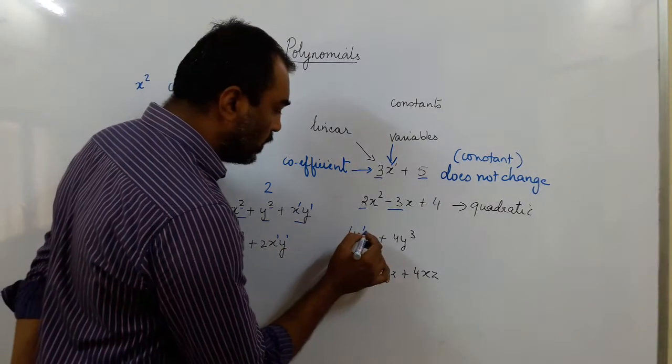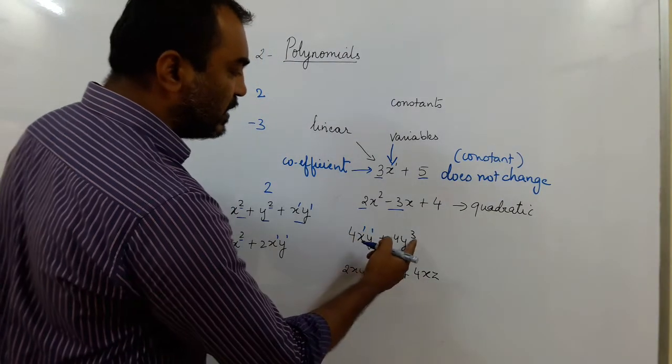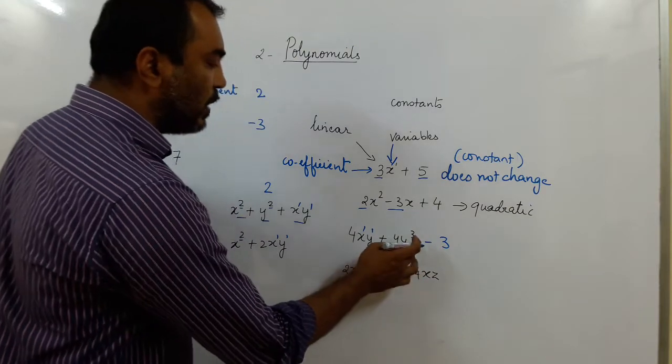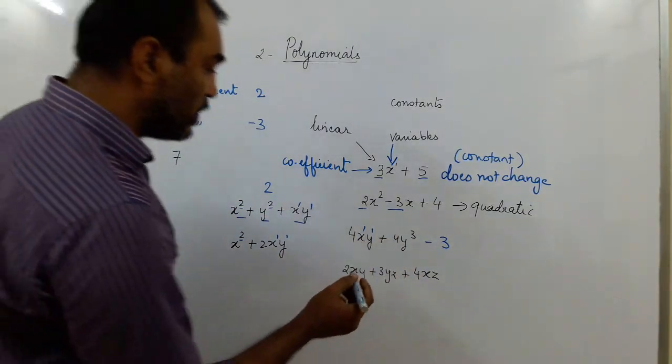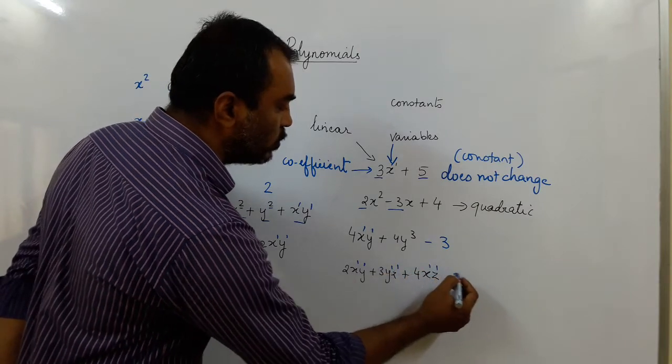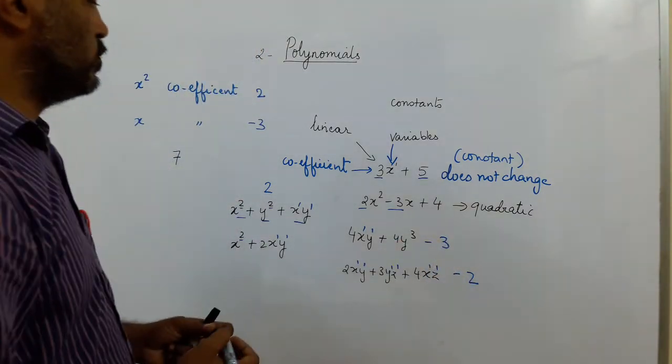Here 1 and 1, 2. But this degree is 3. So the degree of this polynomial will be 3 because we have to take the highest power. Here again 1 and 1, 2, 1 and 1, 2, 1 and 1, 2. So the degree is the highest power, which is 2.